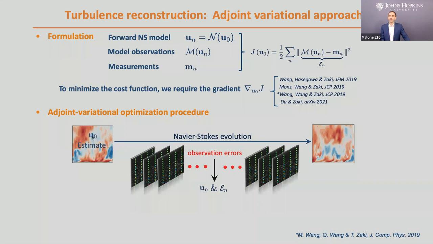So you start with the estimate of my initial condition, and that's what I want to optimize. And I solve Navier-Stokes. As I solve the Navier-Stokes equations forward in time, I have to store the forward flow field, UN.